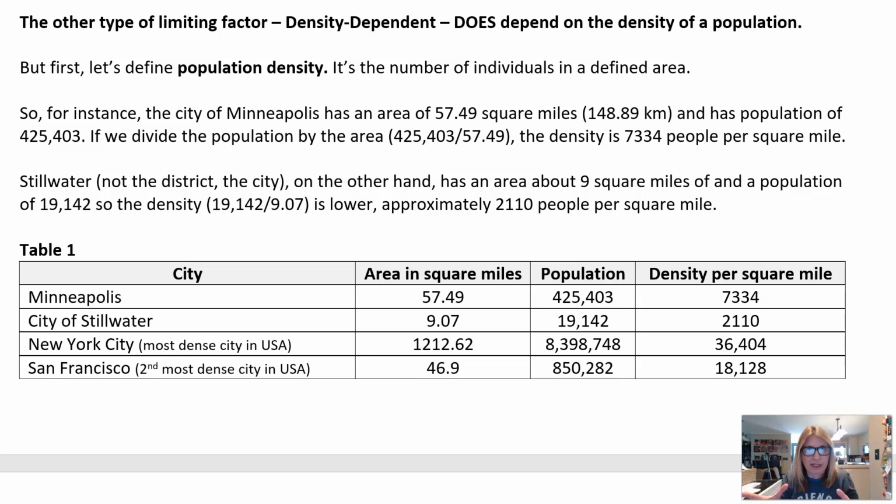Now, if you compare it to New York City, which is the most dense city in the United States, you've got in that 1 square mile 36,404 people. Like, whew, that's like that movie theater with 400 people, but a capacity of 100. Like, that's a lot. And then the second most dense city in the United States is San Francisco. And that has a density of 18,128 in that same little square mile. So of those three, you can see that relatively in Stillwater, we're pretty spread out.